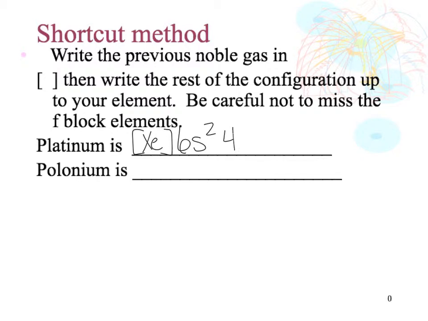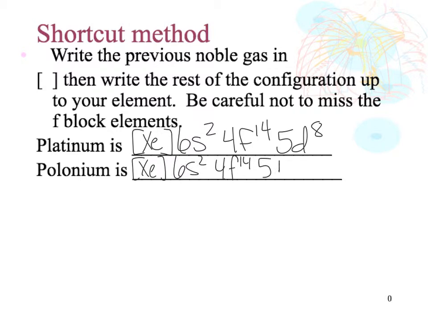I'm going to remember that 4f14 got taken out of the table. I'll pop back up here. And now we're in the 5d block, and we have to go 8 in to get to platinum. So that's platinum's electron configuration. Polonium, if you take a look, is number 84. You actually have to go even further. You have to go 4 into the 6p block. So it'll be the same thing here. Don't forget that 4f14, 5d10, 6p4.